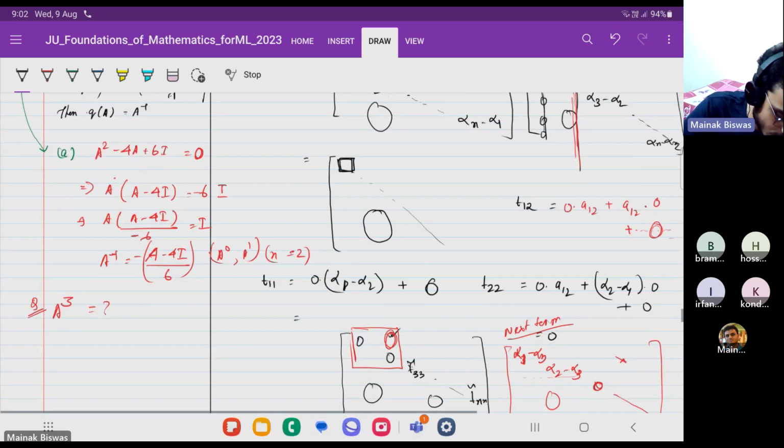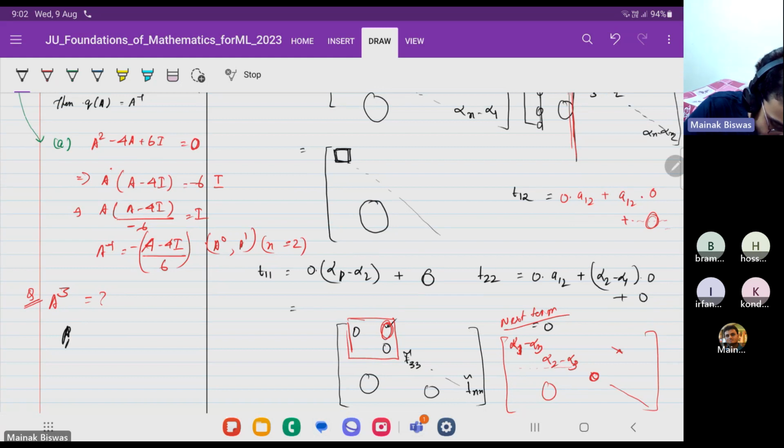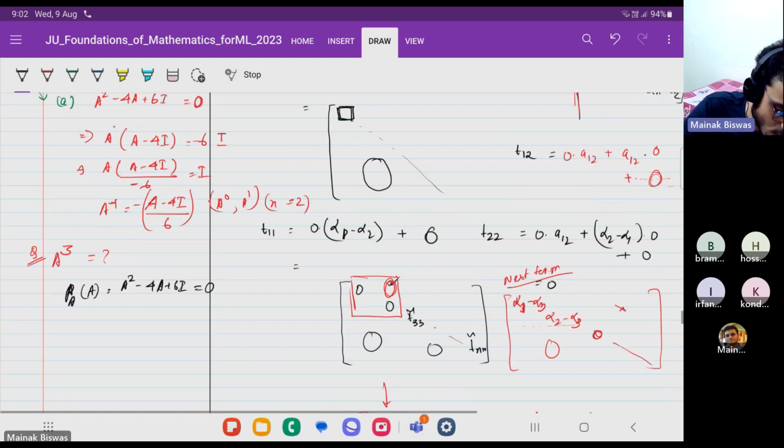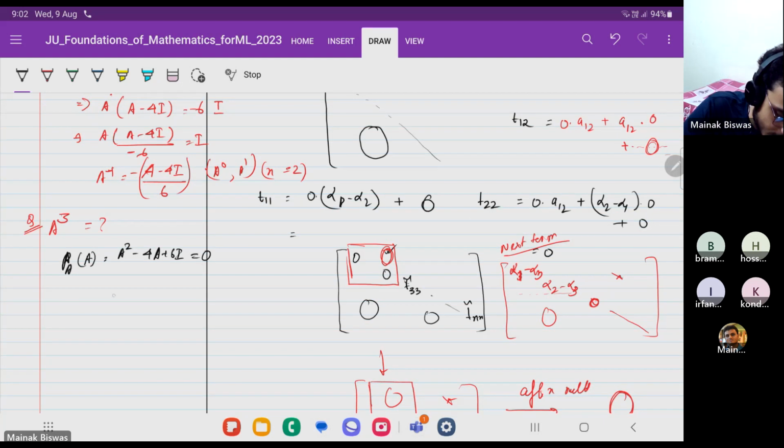Simple, right? So we have p_A(t), or p_A(A), as A squared minus 4A plus 6I, which has to be equal to 0. We have shown in the Cayley-Hamilton theorem that the matrix satisfies its own characteristic equation. So what will I do now to get A cubed? I'll multiply by A on both sides, and I'll get A squared minus 4A plus 6I equal to 0.